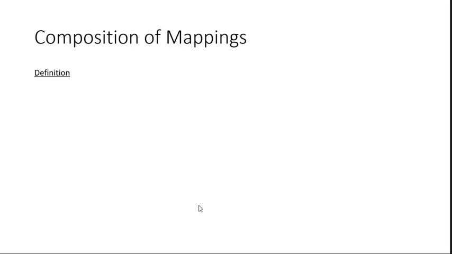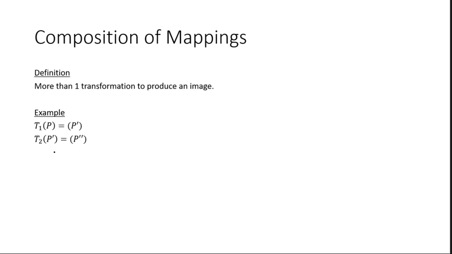It's more than one transformation that is used to produce an image. So for example, right here, we could start with a translation of point P to take you to P prime. And then we can do another translation, so we call that T2, of P prime to take you to P double prime. So this would be a composition because you are doing two different translations. You're translating P to P prime and then P prime over to P double prime.